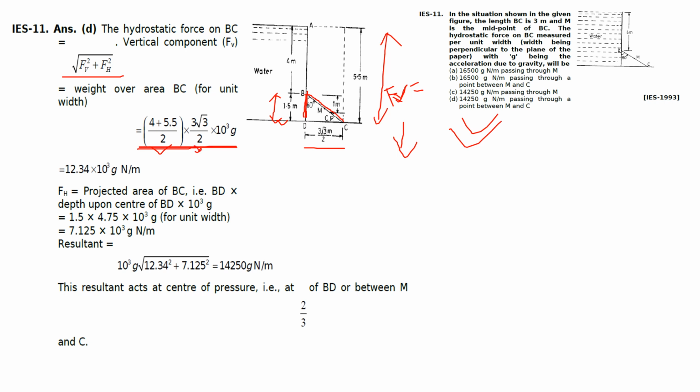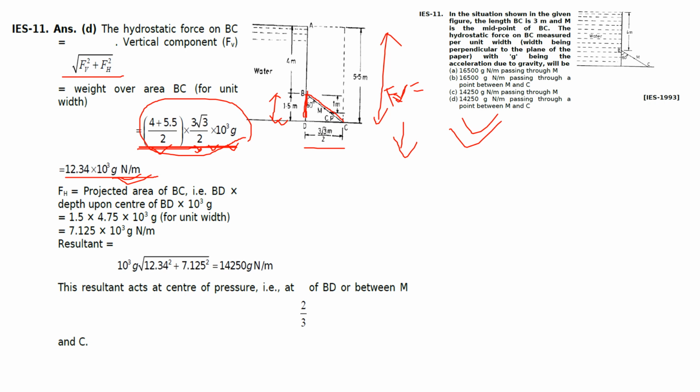And 10 to the power 3 rho g h. Rho is 1000, and g, so if you simplify this whole thing you'll get the vertical force. This is nothing but 12.34 into 10 to the power 3 g Newton per meter. They are calculating Newton per meter, so you have to multiply with 1, so you will get per meter.